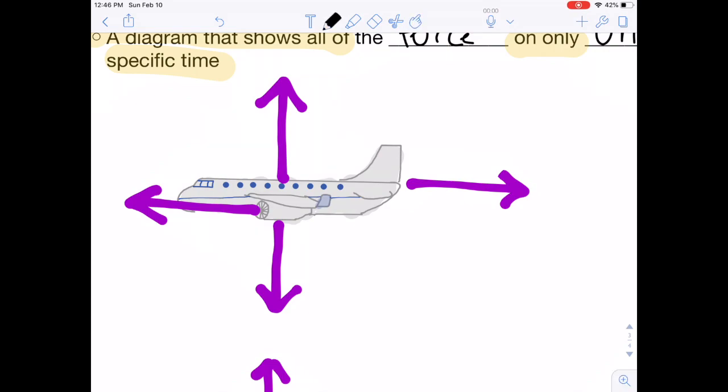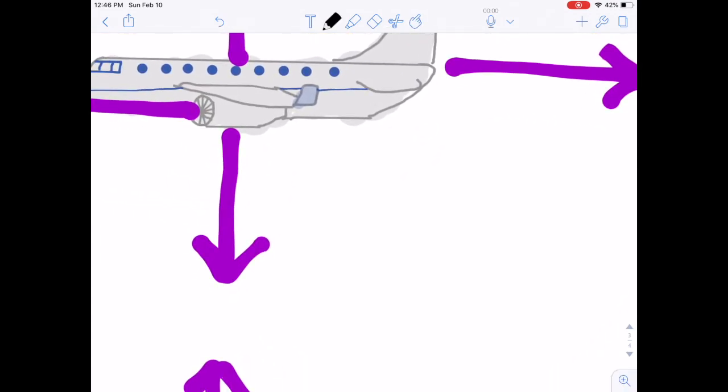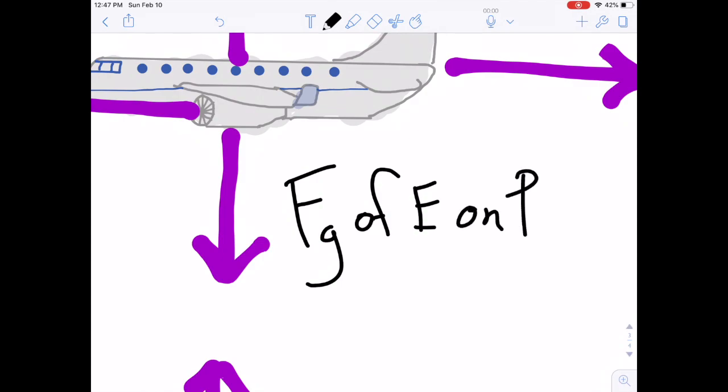So we know that we have like a force here. We usually call this a lift force. This is the force of lift, and that's the air, force of lift of the air on the plane. And we have a downward force. What's pulling that plane down? You guessed it, force due to gravity of the Earth on the plane.